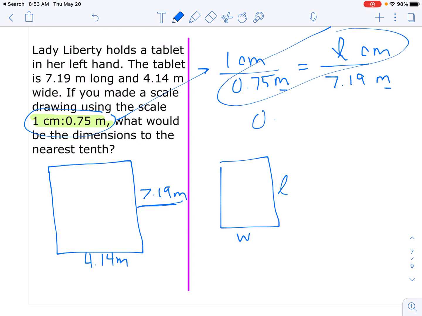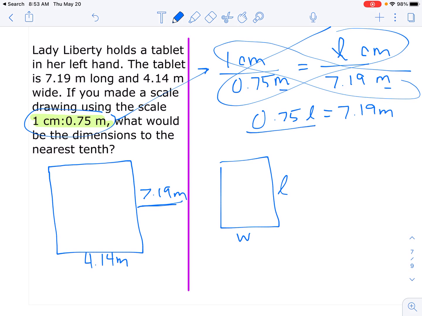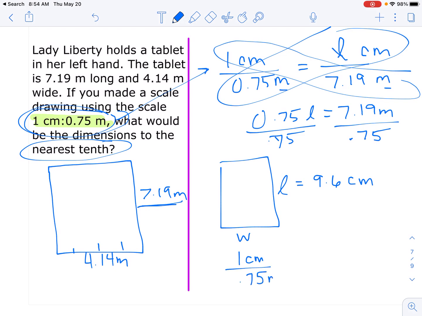So I get 0.75 L is equal to 7.19 meters. And now I'm going to divide by 0.75. So for every 0.75 meter, I'm going to draw 1 centimeter on my picture. So I'm going to figure out how many centimeters. So I'm going to divide by 0.75. And I got 9.6 centimeters. It says round to the nearest tenth, so 0.6 would be the nearest tenth. So this scale here, 1 centimeter over 0.75 meters, doesn't change.